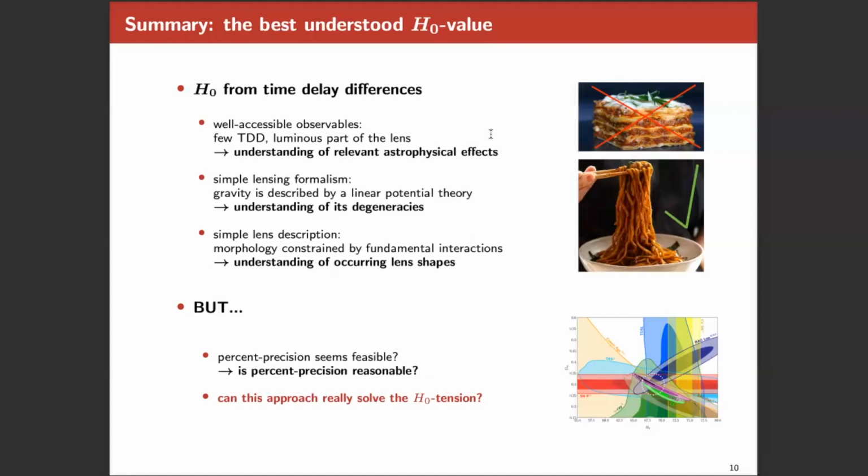So far, so good, but now the question is, is percent precision feasible given all these observables and all these degeneracies that we know? The other question is, is percent precision actually reasonable? Because nobody tells us that the Friedmann cosmology is the unique solution compatible with all our data. And last but not least, the question that I also want to discuss with you is, can this approach really solve the Hubble tension? Is this possible? I'm looking forward to very vivid discussions about this topic.